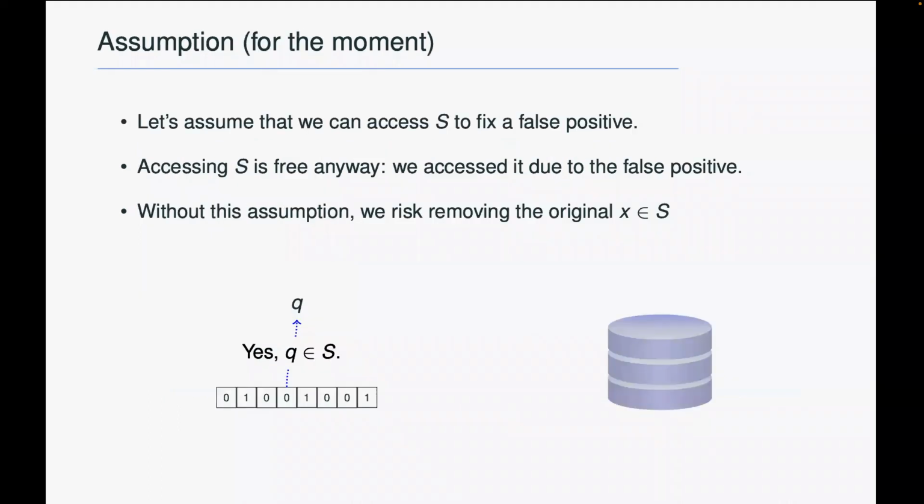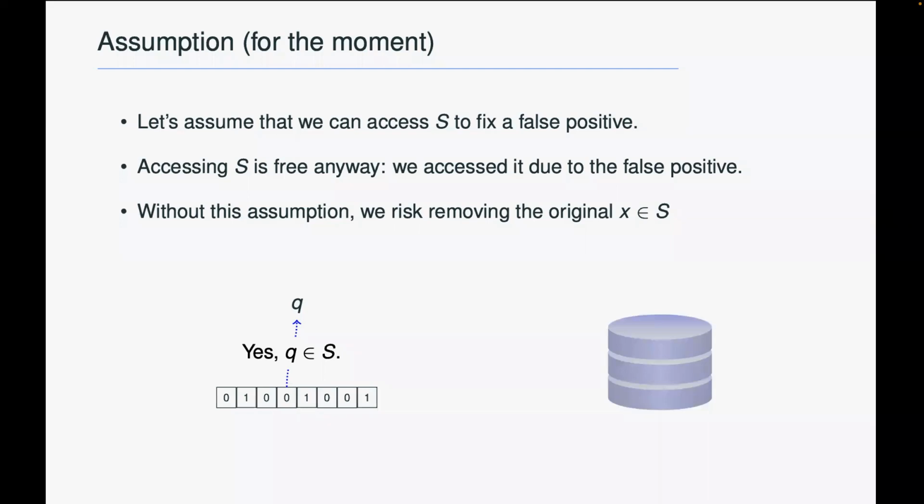All right, so there's one assumption to the model before I delve into how adaptivity works. We're going to assume that we can access S, the original set of items, to help fix a false positive. The reason I'm okay with that is that accessing S is free anyway. That's why I did all of these diagrams. We accessed it due to the false positive. And the idea here is that without this assumption, we risk removing the original element that was causing this false positive.